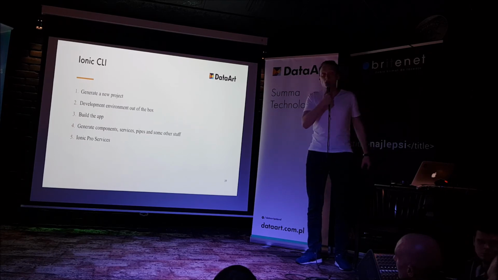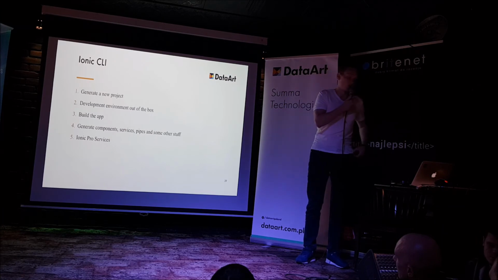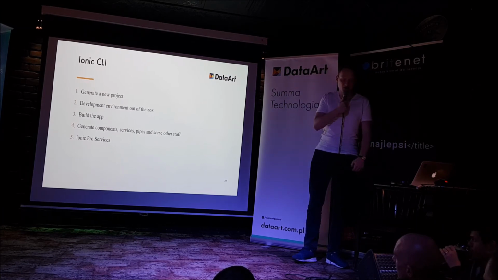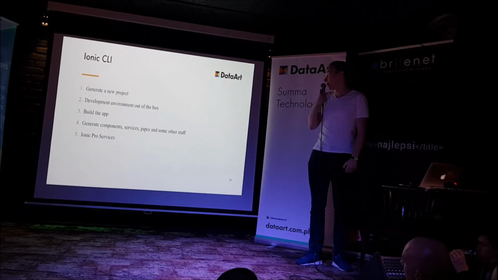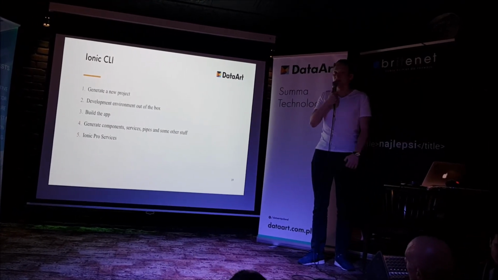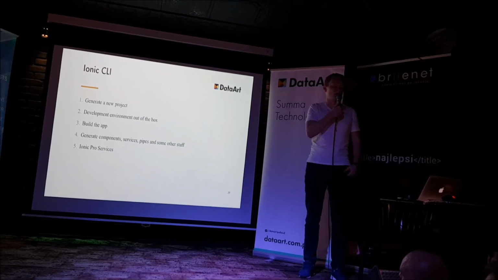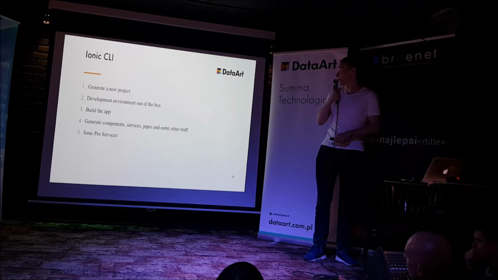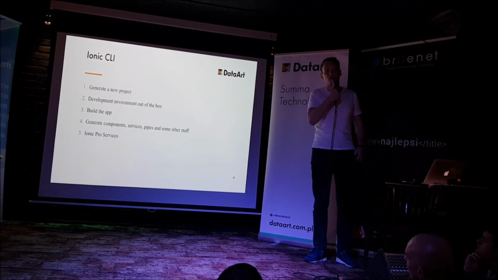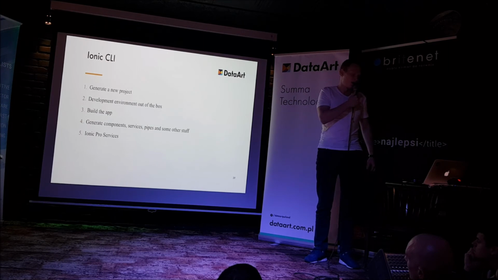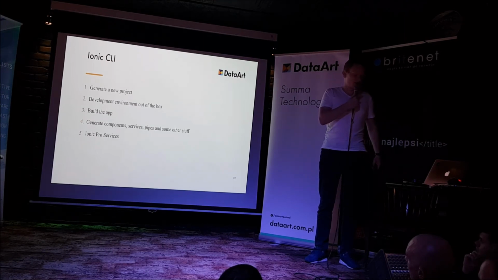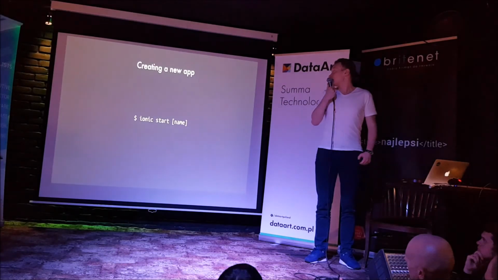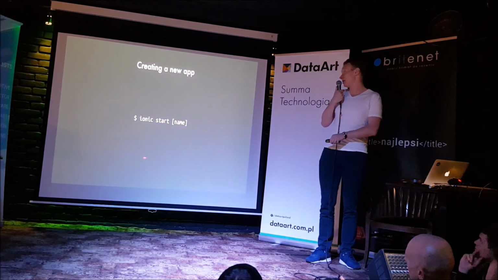You can generate code, which is important. It works almost the same as for Angular. You can generate components, services, pipes, and other stuff, because in Ionic they introduced separation between components and pages, which are actually the same. And also you can use Ionic Pro services. They provide a cloud for building mobile applications, but I haven't found any reason to pay for it, and I used alternatives.